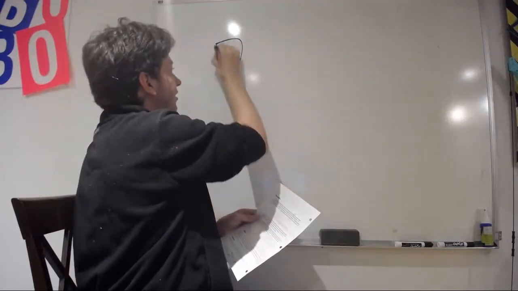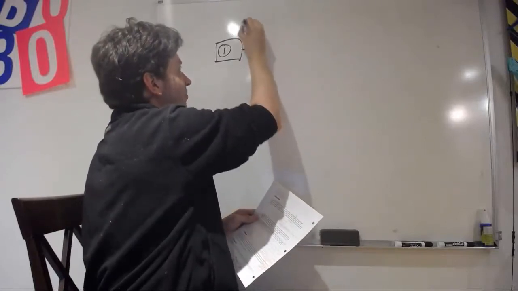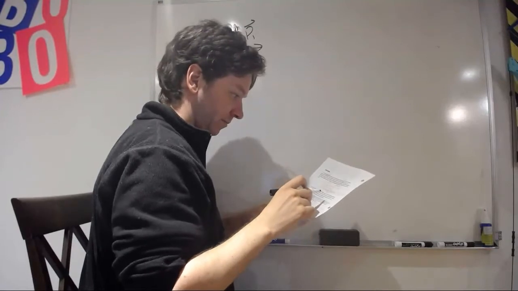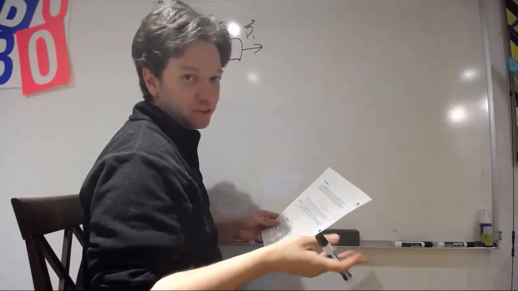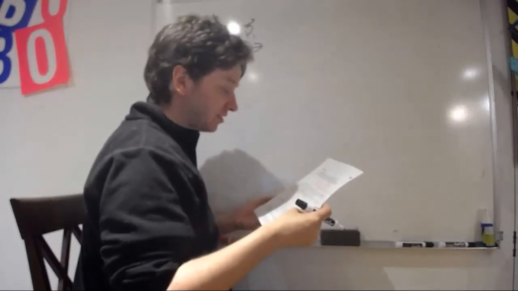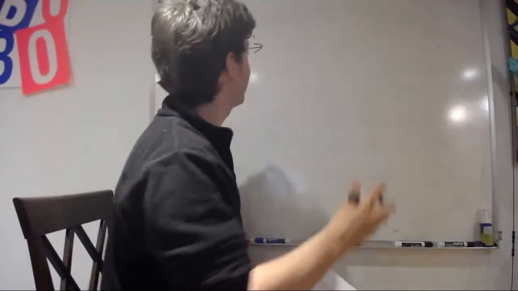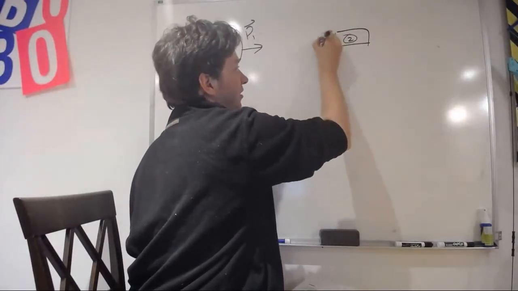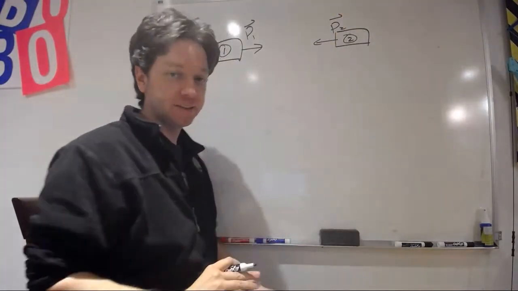So here's cart 1. It's moving to the right, okay, with some momentum, I'll call P1, along a frictionless track. Okay, so we're not going to consider friction. Dynamics cart 2 has a different mass and is moving to the left at a different speed. So we have dynamics cart 2 here, moving to the left with P2. Okay, completely different momentums.